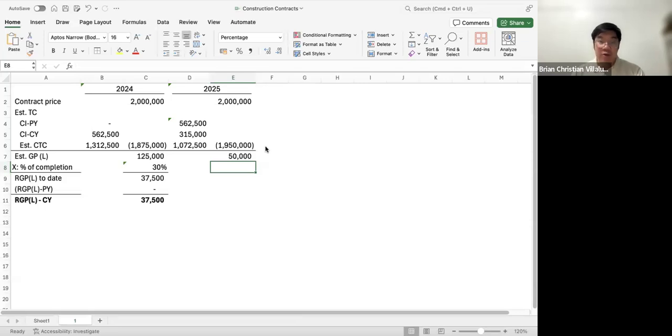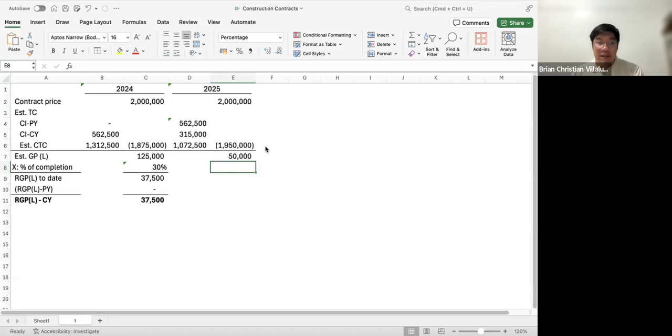As of December 31, 2025 ba, tapos na ba yung project? Hindi pa rin, 'di ba? Oh. So hindi natin mafa-finalize talaga. So pabago-bago yung ating estimates dito, no? Next.